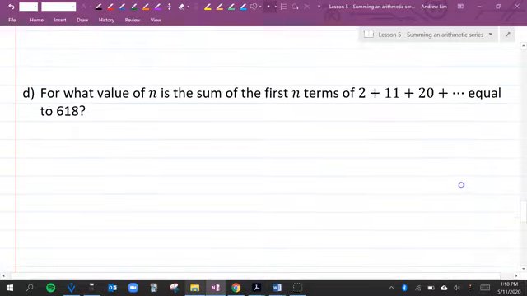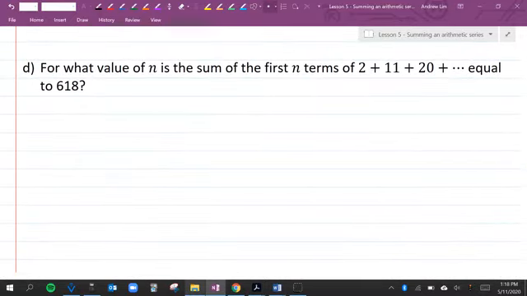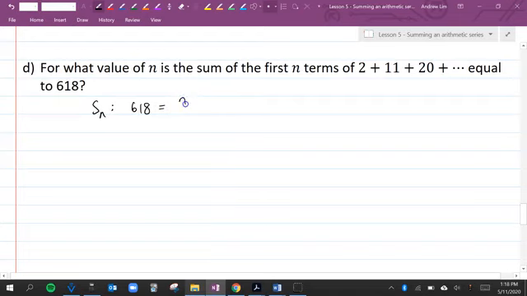Question D. For what value of n is the sum of the first n terms of 2 plus 11 plus 20 plus etc. equal to 618? So the sum of some n terms is going to equal 618. I'm just going to write the formula. n on 2 times 2a plus n minus 1 d.